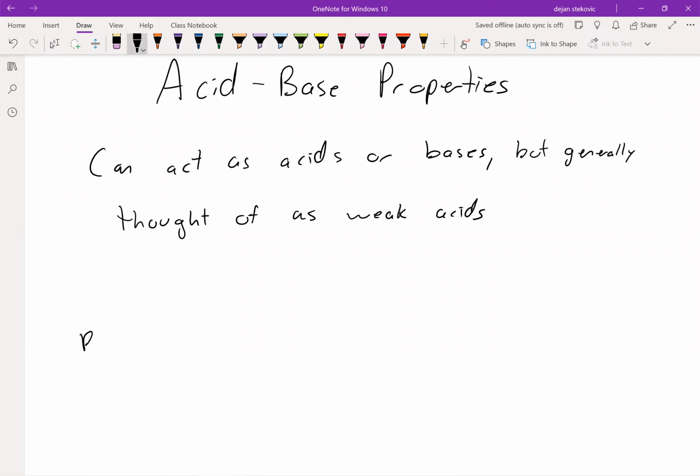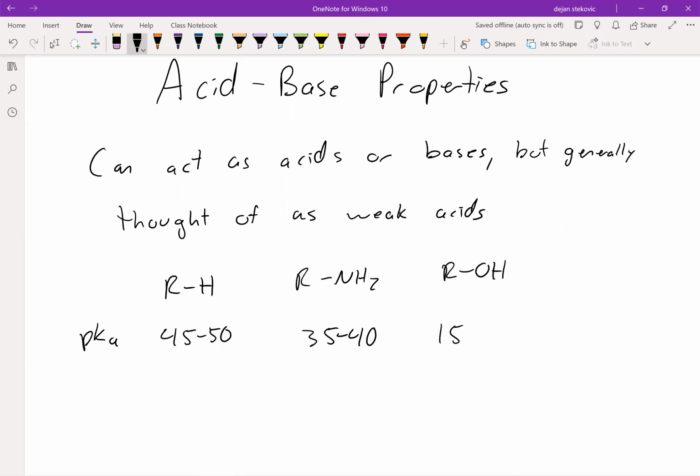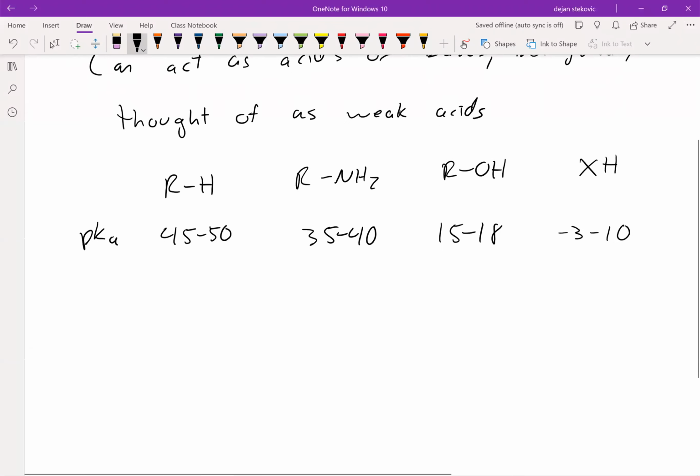So just to give you some pKa values, an alkyl hydrogen, so a hydrogen attached to an sp3 carbon, has a pKa of about 45 to 50. An amine has a pKa of about 35 to 40. And remember, the lower the pKa, the more acidic the compound. And then alcohols have pKa's from approximately 15 to 18. So you can see there's a big jump in acidity, and alcohols are indeed considerably more acidic than amines. Not as acidic, of course, as acid halides, which can have pKa's from -3 to about 10.